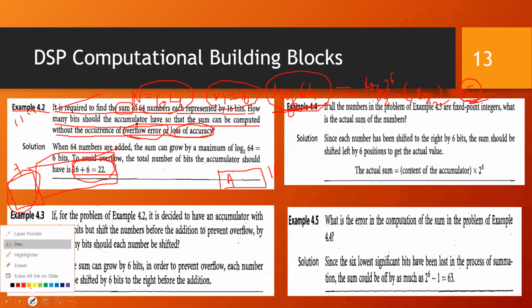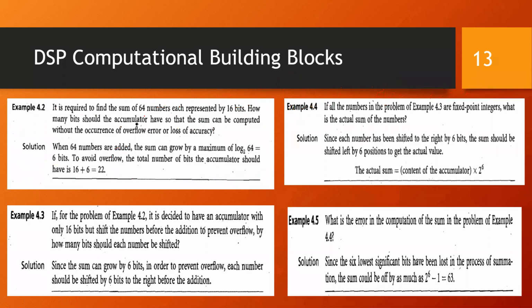So this is the first case, that is when you add the consecutive numbers, numbers which are 16 bits each. The sum can grow by 6 bits in excess. So to avoid this, we need 16 bits of the regular part and 6 bits in excess. So a total of 22 bits are required for the accumulator. This will avoid the overflow error or the loss of accuracy.